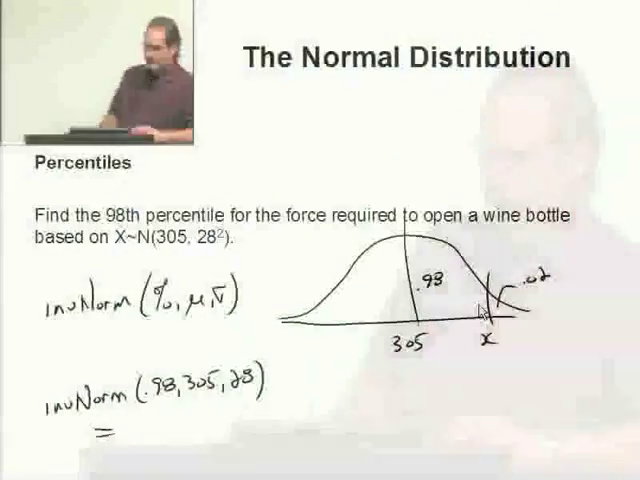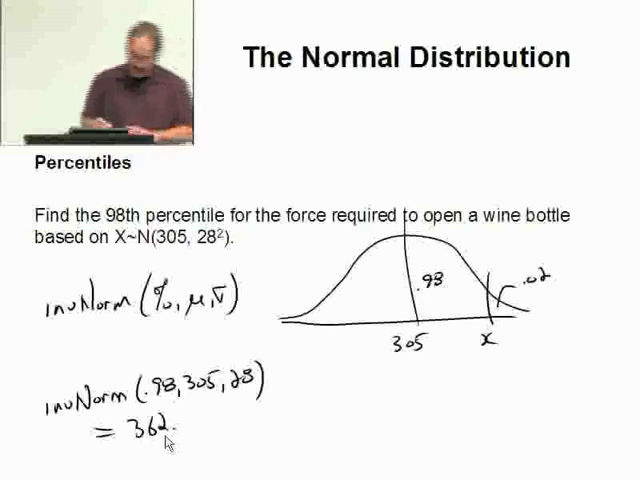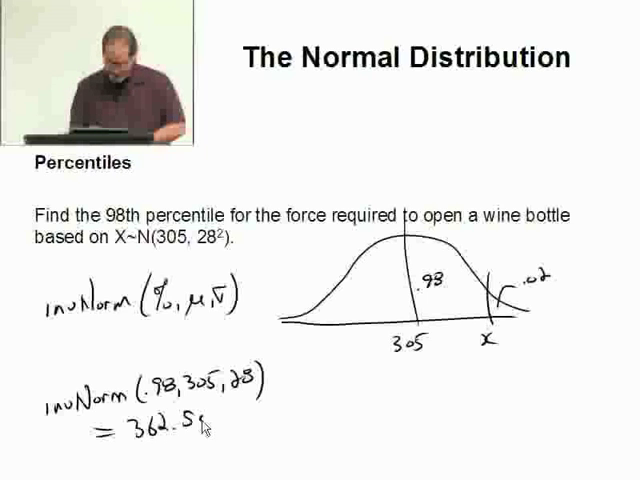So I would say that this equals 362.5050. So I come back and say P98 equals 362.5050.